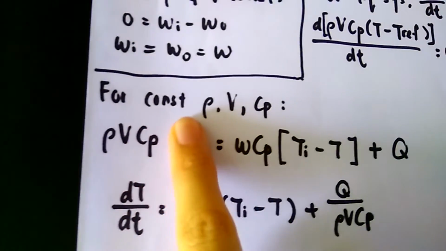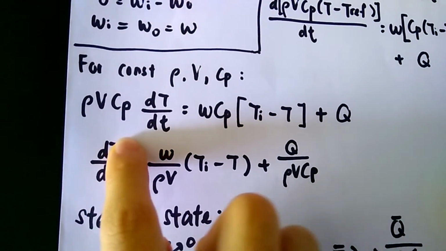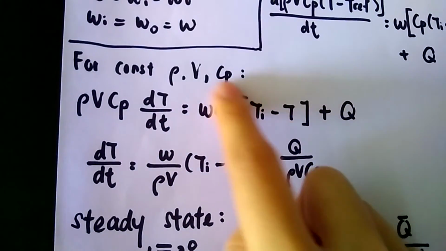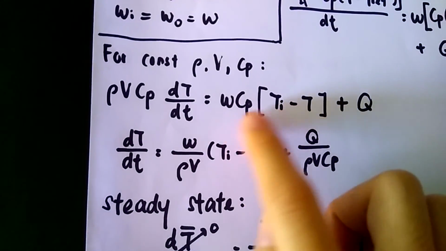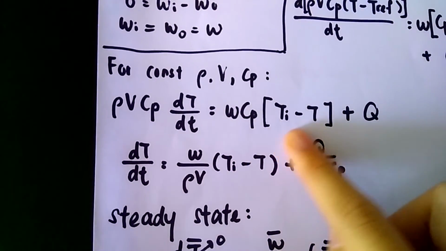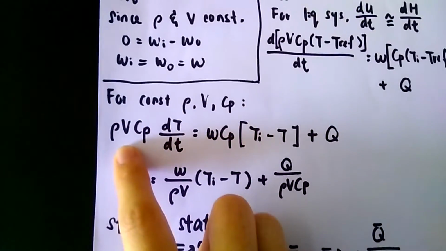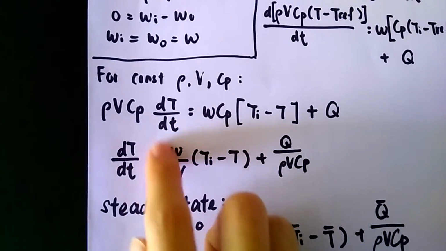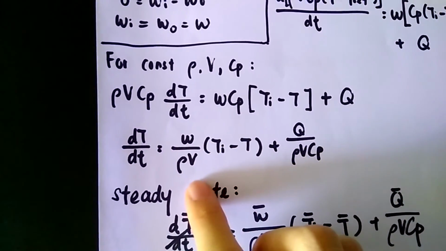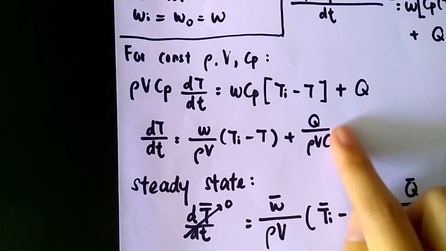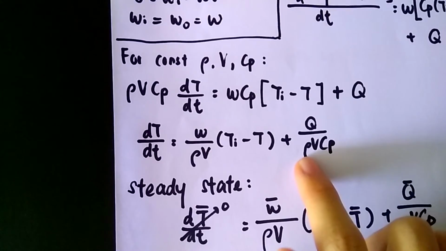For constant density, volume, and heat capacity, we can bring the constant values out of the derivative, and we also factorize it. The T reference is cancelled off in the end, so we have W Cp (Ti minus T) plus Q. We move the constant to the right hand side, so we get dT/dt equals W over rho V (Ti minus T) plus Q over rho V Cp. So this is the dynamic model of the system.